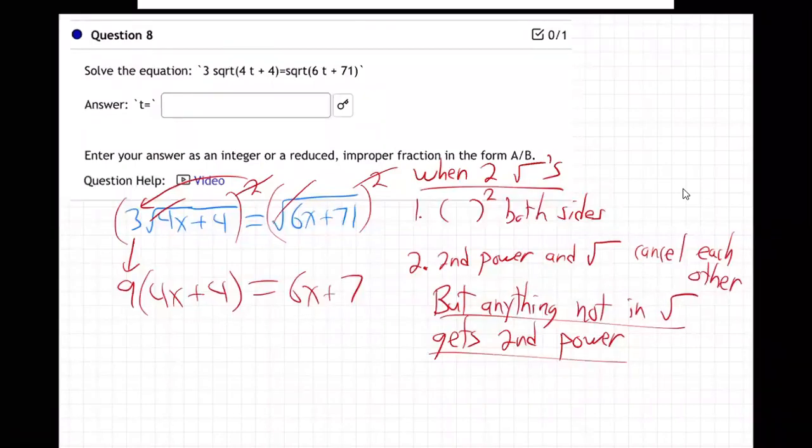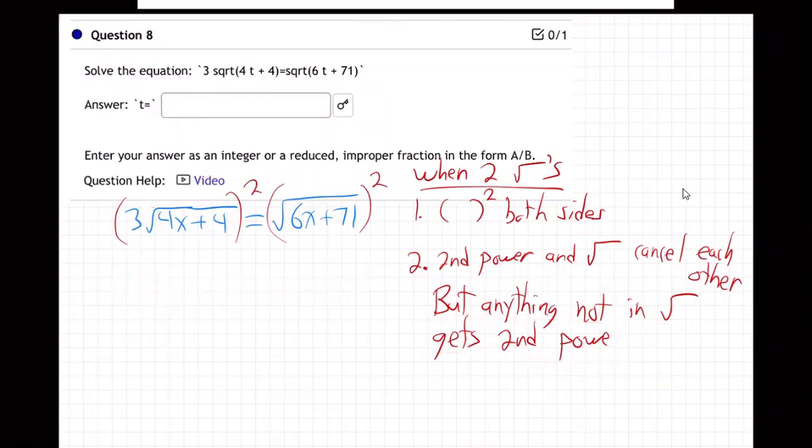Okay, so we see what's happening here, right? So we have, let me back it up before I did that second power thing. Let me show the action one more time. Okay, so when you have two square roots, that's what this is all about.